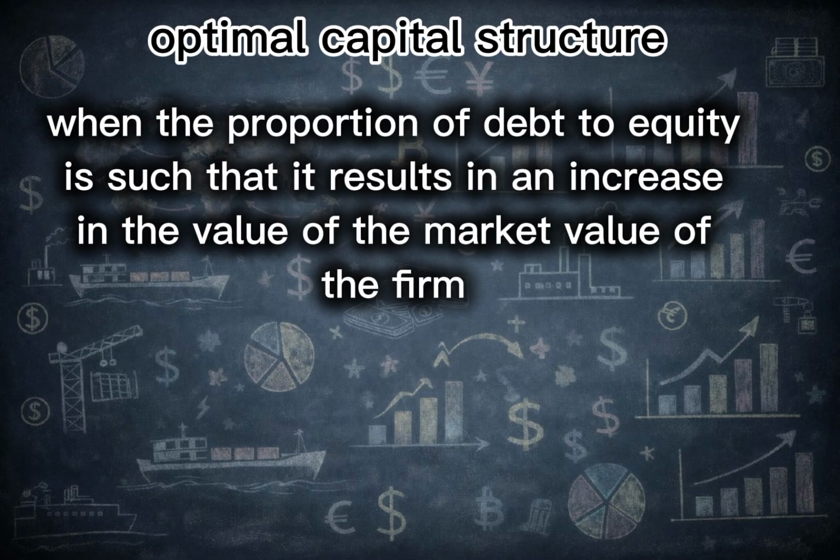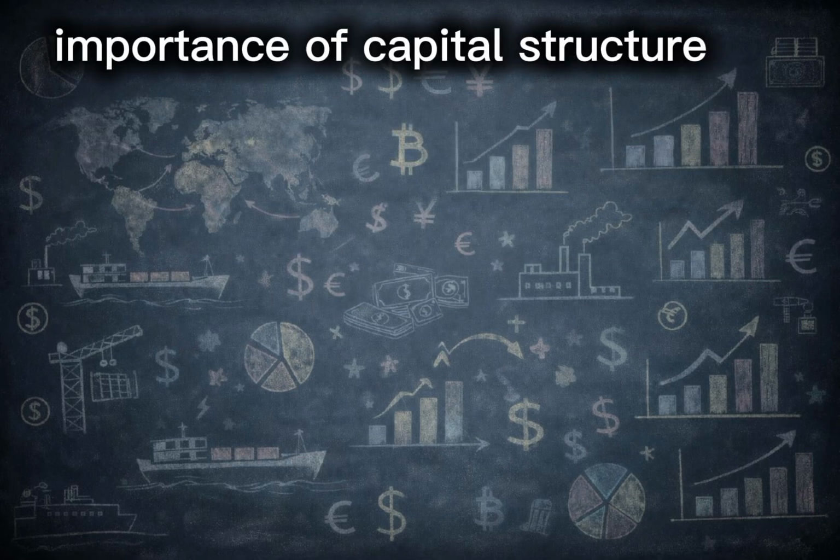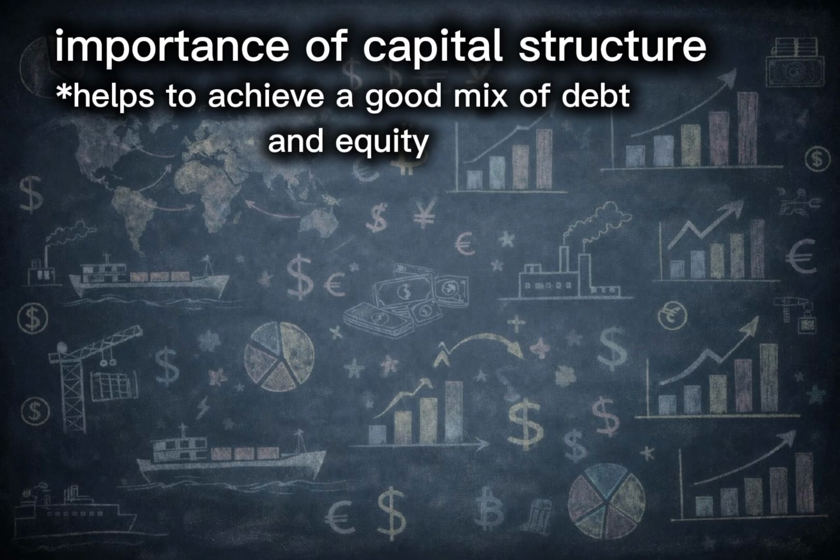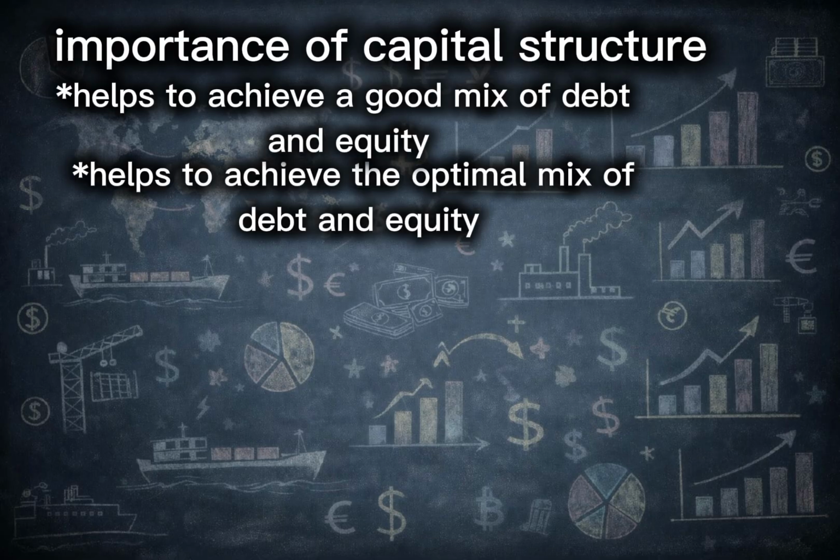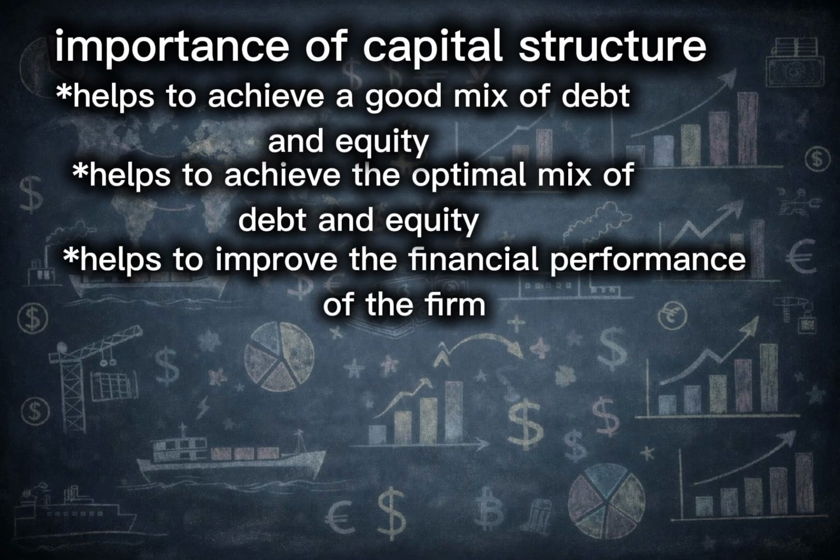So what we are trying to say here is that capital structure helps us to get a good mix of our equity and debt in order to reduce our weighted average cost of capital. I will discuss more on weighted average cost of capital in our subsequent topics. And this optimal mix of debt and capital helps us to maximize the value of the firm and to improve the financial performance of the firm where the returns now exceed the interest costs.